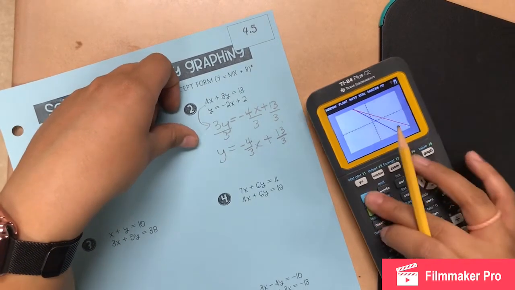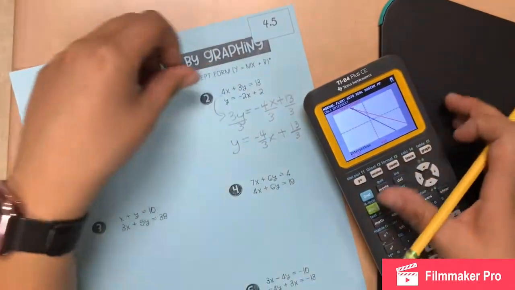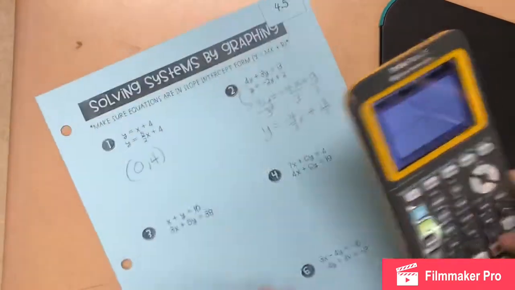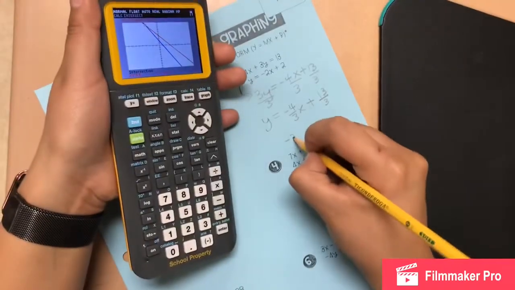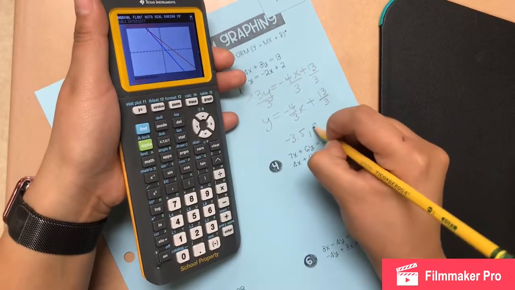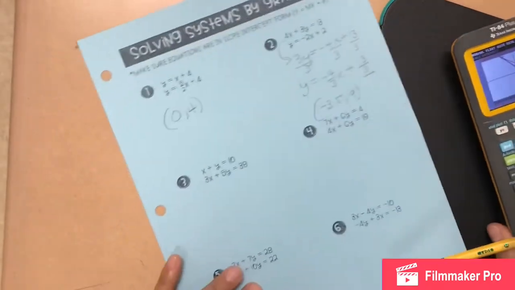Then I can do second trace 5, enter, enter, enter. My point of intersection does happen to be a decimal here. My point of intersection is negative 3.59, and the main reason is because of that fraction on the y-intercept. So this is where the calculator does come in handy.